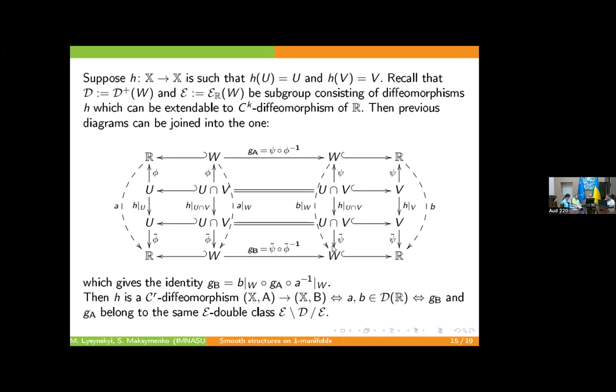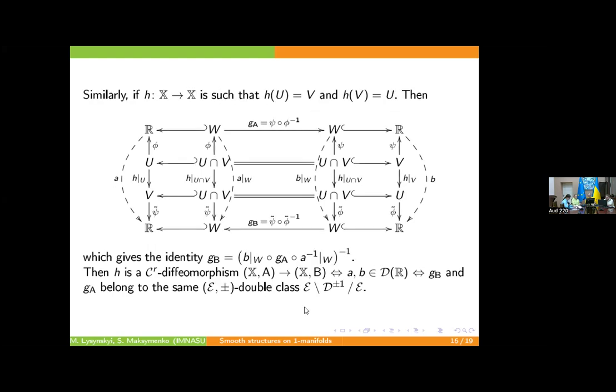And you see that the transition map of GB differs from the transition map of GA in this way. Here I multiply by a restriction of some diffeomorphism of all R to this intersection, and here also. So this means that if H is a diffeomorphism, then A and B, or its coordinate representation, should be diffeomorphisms, and this means that the corresponding transition maps belong to the same double coset. This is actually almost the proof of this theorem.